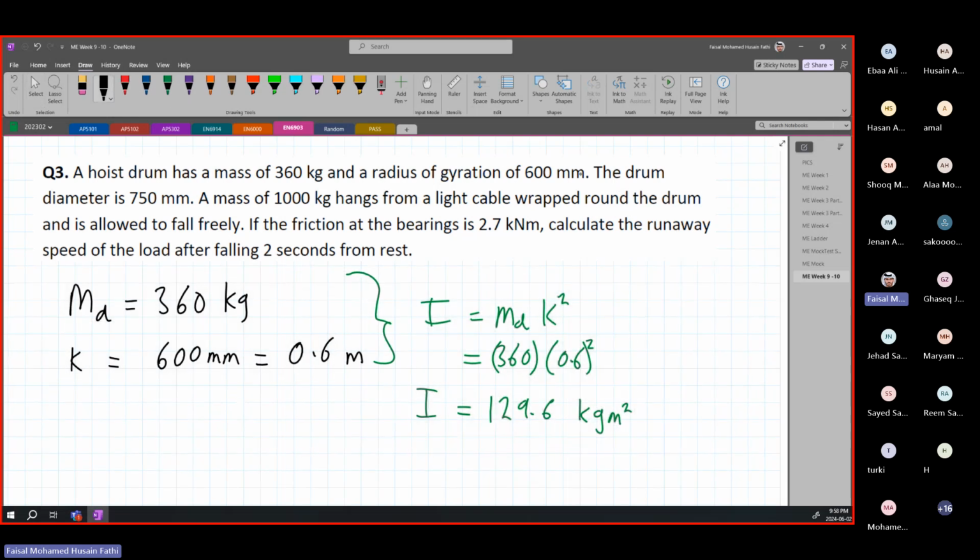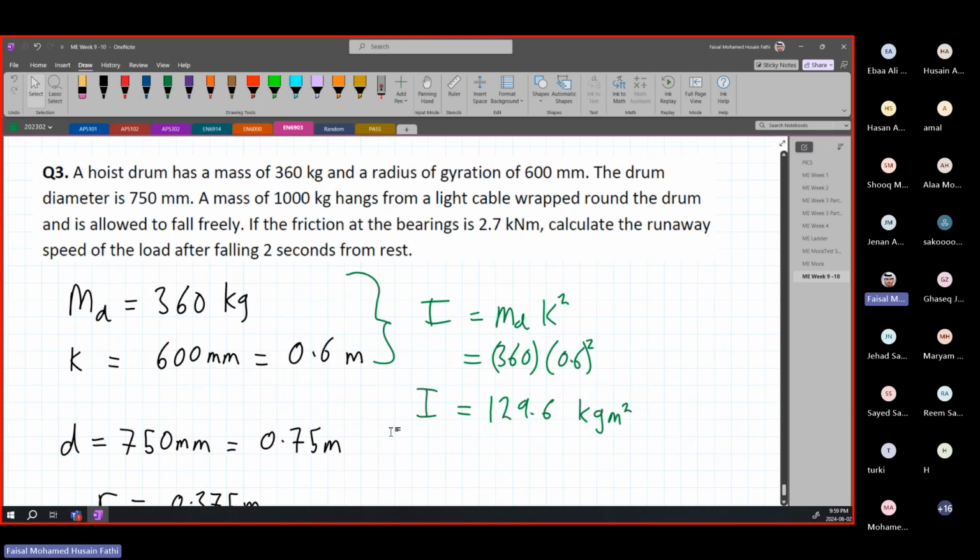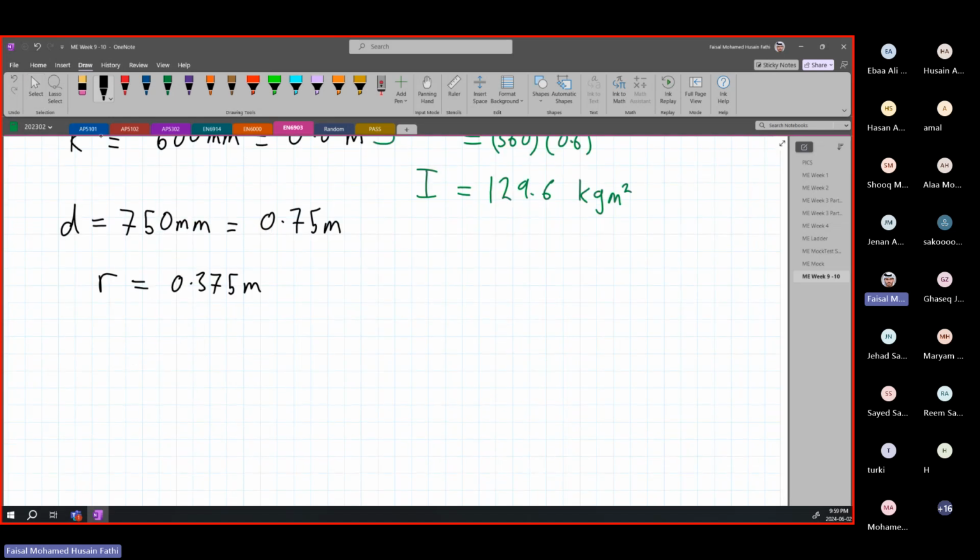Let's keep on reading. The drum diameter is 750 millimeters. So 750 millimeters, or it is 0.75 meters. Our radius is just half the diameter, which is 0.375 meters. Once you get your diameter, instantly find out your radius so you can find out all the other values. A mass of 1,000 kilograms hangs from a light cable. So now our M load is 1,000 kilograms.